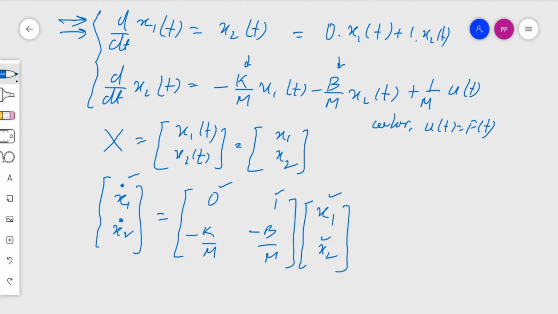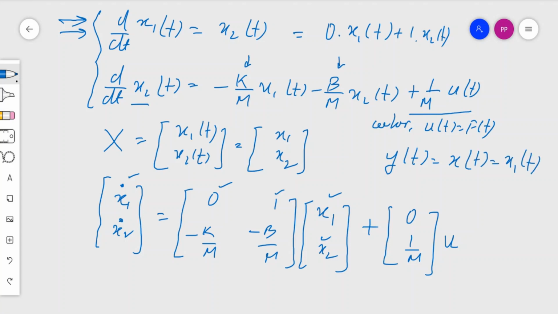But here another term is there with the forcing function, but that is associated with x2 dot, so we can write it as this, 0 and 1 by m, and here you have the forcing function u. Again I am omitting the independent variable t. Now if the output is the displacement, then I represent output y(t) as x(t), and this is equal to x1(t).